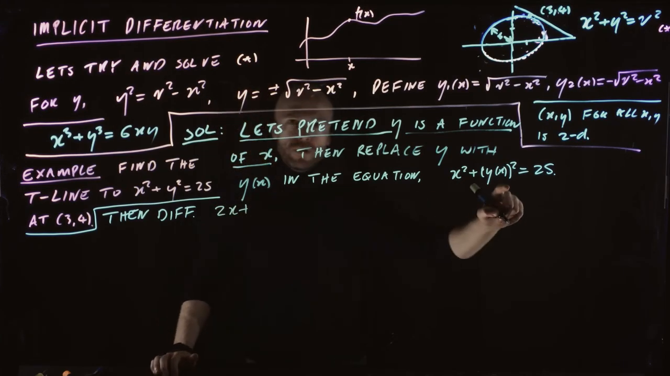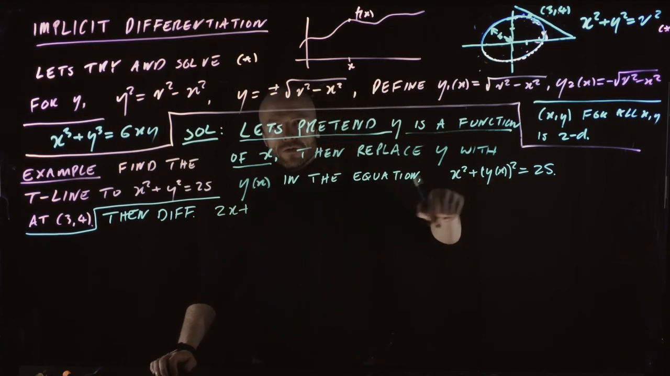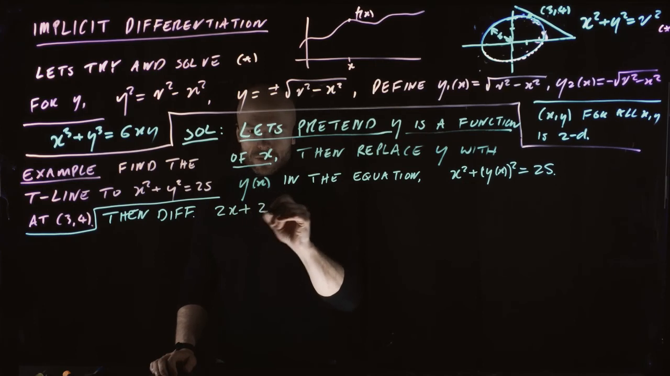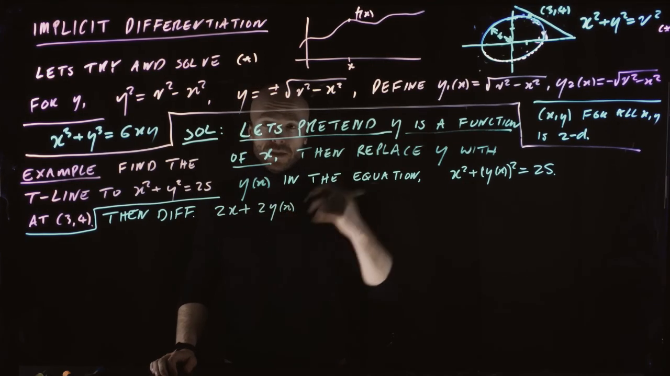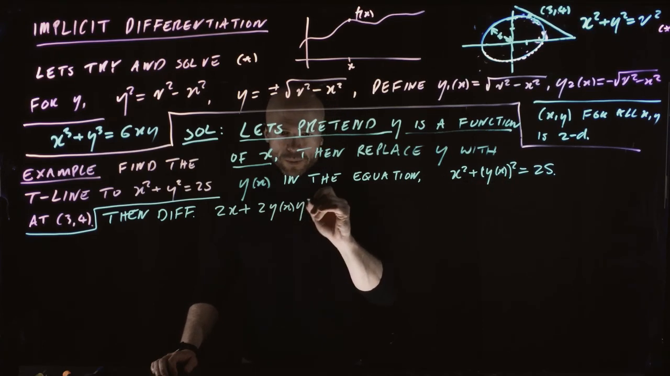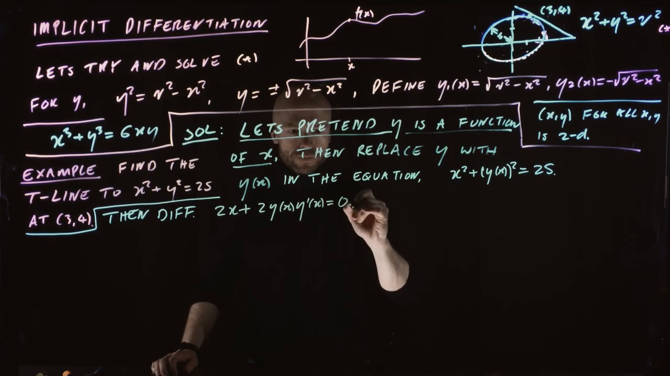So we can differentiate this guy. In the chain rule, the outer function is x squared, the inner function is y. So we differentiate the outer function to get 2x and apply it to the inner function. So we're going to have 2 y of x times the derivative of the inner function. The inner function is y of x. Its derivative is y prime of x. Then we differentiate 25 with respect to x, which is just 0.